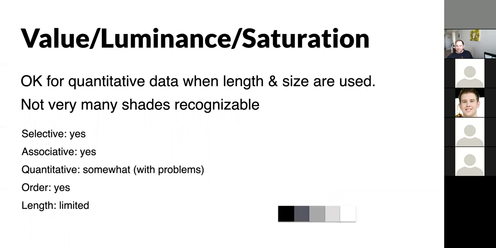Value, luminance or saturation is okay for quantitative data when you already use length and size. So for example, if you need to encode, let's say, elevation on a map. But you can't really recognize very many shades. So it's selective, it's associative, it is quantitative, but it's not as good as the others. There are some problems, as I'll demonstrate to you later. It is ordered, and the length of it is limited.